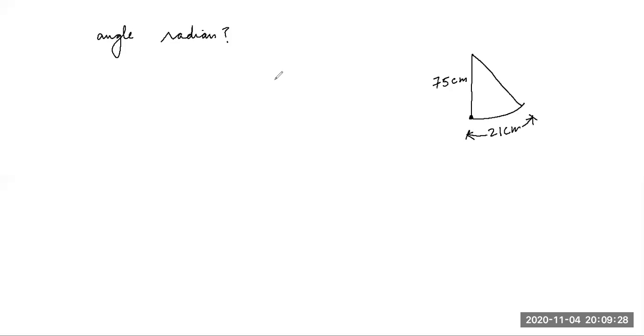So we know, students, theta is equal to L by R. L is the length of the arc, that is 21, divided by the length of the pendulum, which is the radius R, that is 75. This is equal to 7 by 25 radians. Any doubt? Anybody has any doubt? Nobody. Okay.